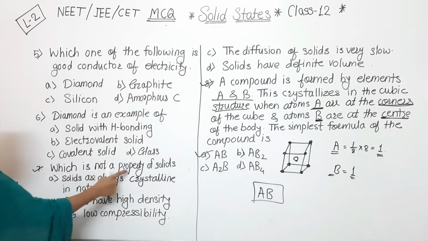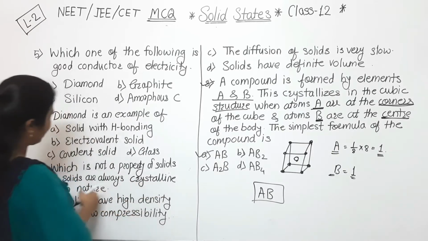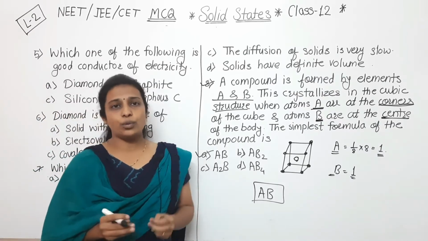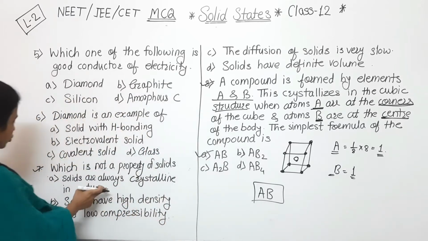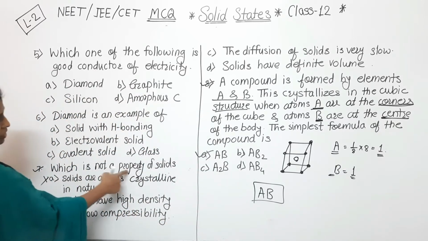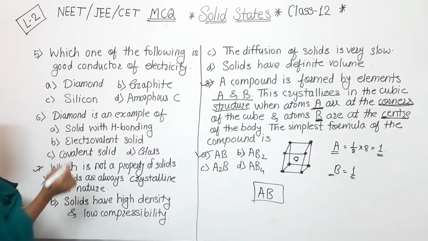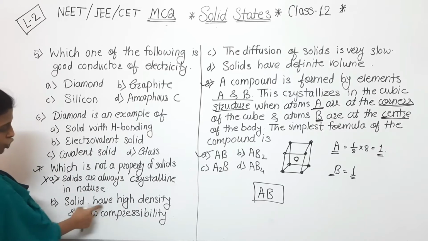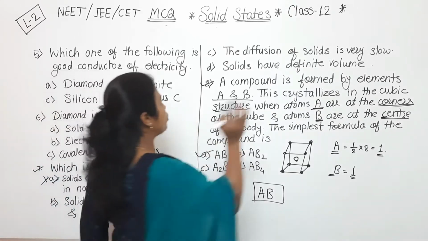See, which is not a property of solids. First one: solids are always crystalline in nature. No, because as we know, solids are mainly divided into 2 parts: one is crystalline and the second one is amorphous. So this is not correct, and that is the only one we have to find out. So here immediately we got the answer, that is option A. But we will see the other properties also. Solids have high density and low compressibility. That point we have discussed already.